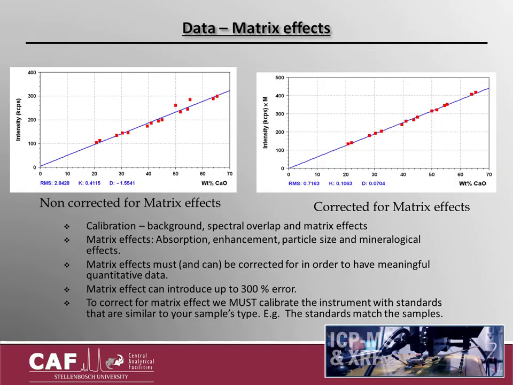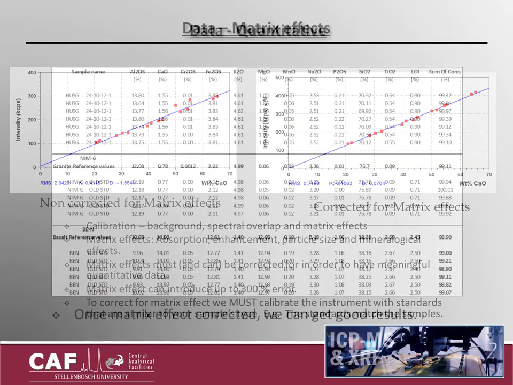To correct for matrix effects, we must calibrate the instrument with standards that are similar to the sample type. Matrix correction can also be applied by a variety of correction models, which will correct for the absorption and enhancement of analyte lines. Particle size and mineralogical effect can also be eliminated with correct sample preparation of a finely milled sample, matrix matching the sample and the standards used in the calibration, and using fused beads.